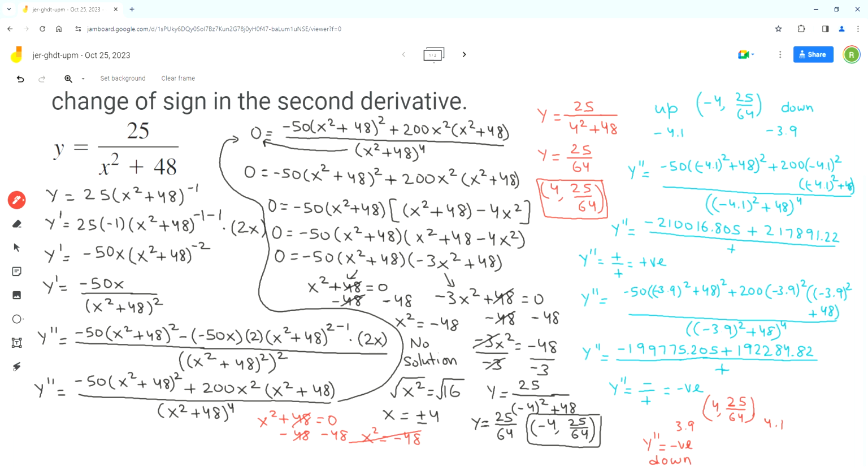And for positive 4.1, the y double prime will be a positive value. That means the curve on the right side of this inflection point will be concave up. So as we go from left to right through this inflection point, the concavity of the curve changes from down to up. So these are the steps you have to keep in mind to solve a problem like this one.